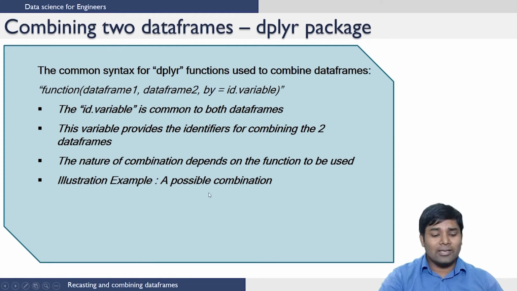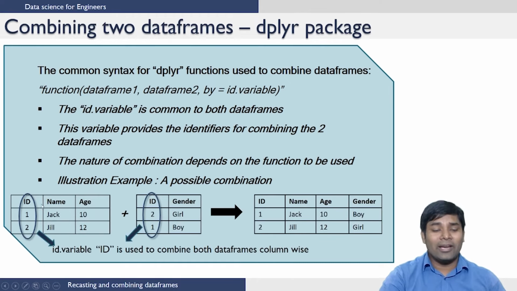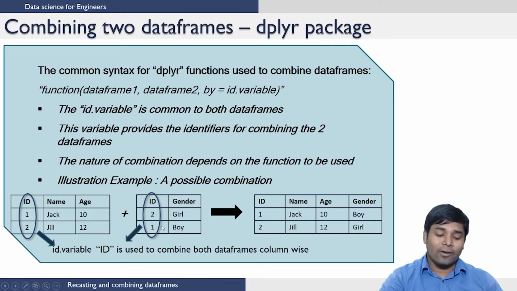As a toy example, let us see this one. We have one data frame which carries ID, name and age. We have 1 and 2 as IDs here, names as Jack and Jill, whose ages are 10 and 12. Let us suppose we have another data frame which has these IDs in reverse order, ID 2, ID 1, and the gender is girl and boy, and this is the output you want to get. Let's say you want to merge these two data frames using some function, either left join or right join or something, so that you will get the data frame which contains information in both the individual data frames.